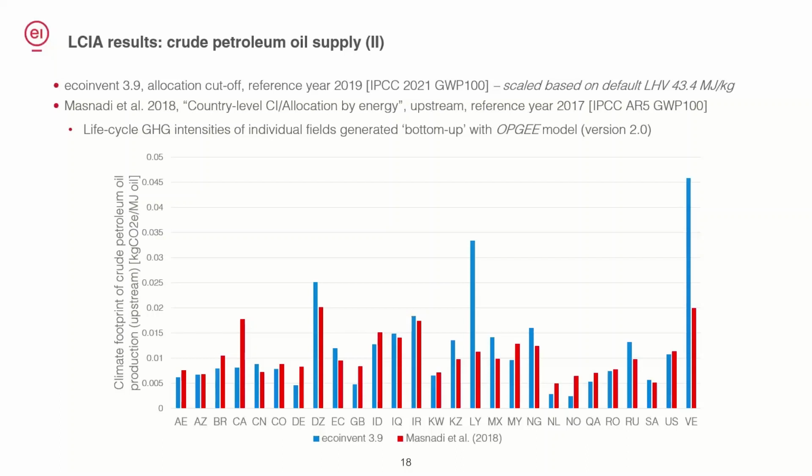And in contrast, the study by Masnadi et al. indicates much higher climate impact of petroleum production in Canada, CA, see here in the left part of the graph. And this suggests that we might not yet capture the full burden of unconventional oils, such as extracted from the oil sands in Alberta.